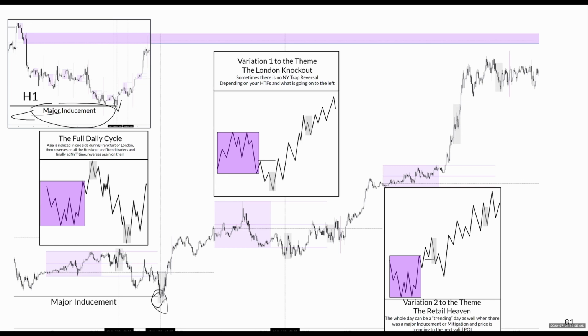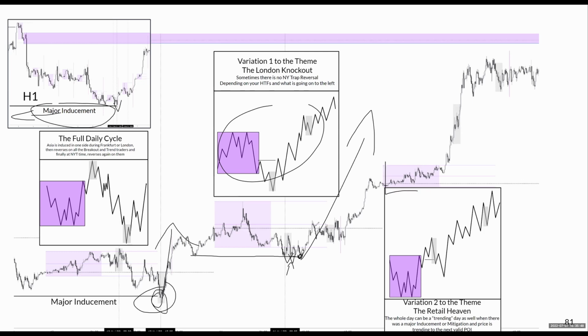New York trap. What is the price doing? We're trading away from that. So if you trade away from the major inducement, and we have an inducement in London, what can we expect the next day? Giving also a medium inducement, just a little, but it's fair enough for a medium one. It comes even lower one more time to give the extreme mitigation here, and then out of it, London knockout. Next day, obviously, trading away from the major inducement, it becomes a retail heaven. Again, induces high.